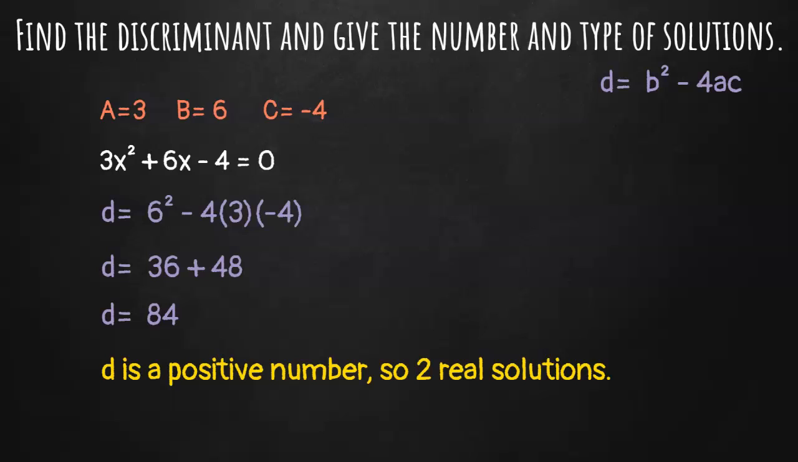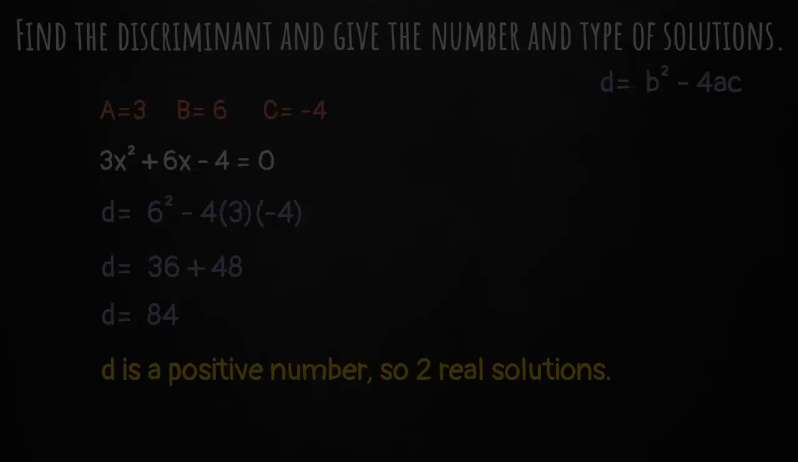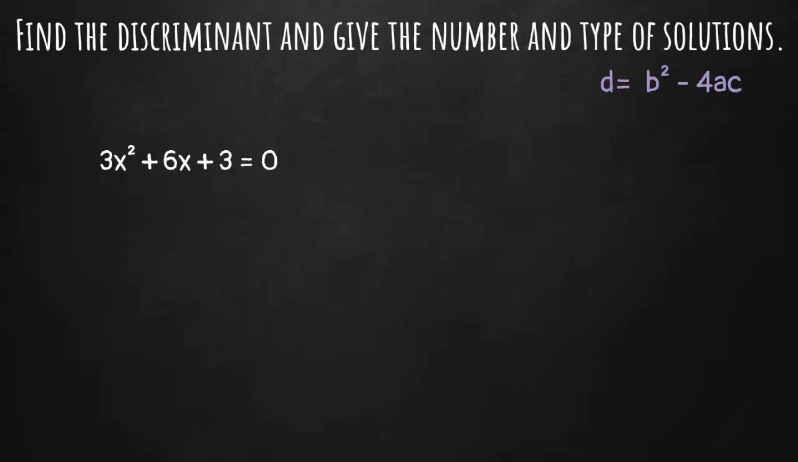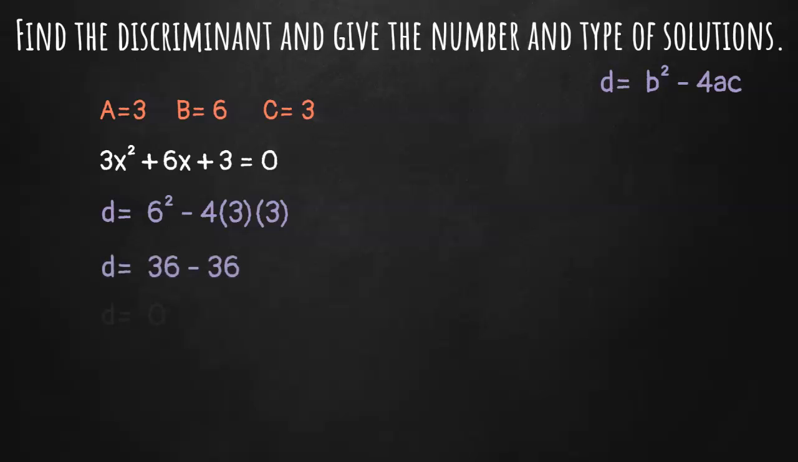Now, 84 is a positive number. That discriminant is a positive number. So I know that there are two real solutions. Okay, here is another quadratic. Again, identify your a, b, and c. And go ahead and plug those numbers into the discriminant formula. Using your order of operations, we can simplify, it is 36 minus 36, which gets a discriminant of 0. Now, because your discriminant is 0, there is one real solution.